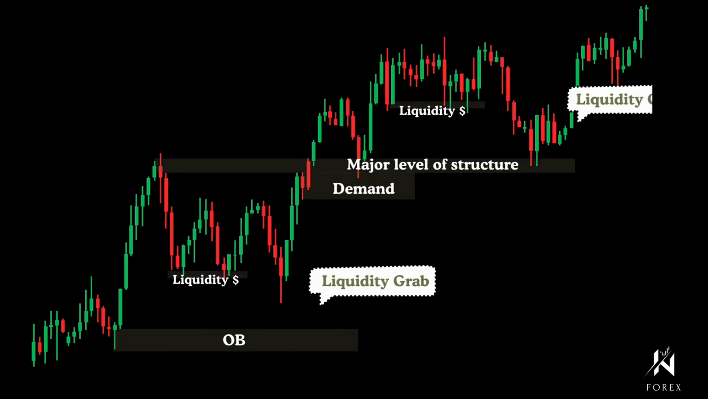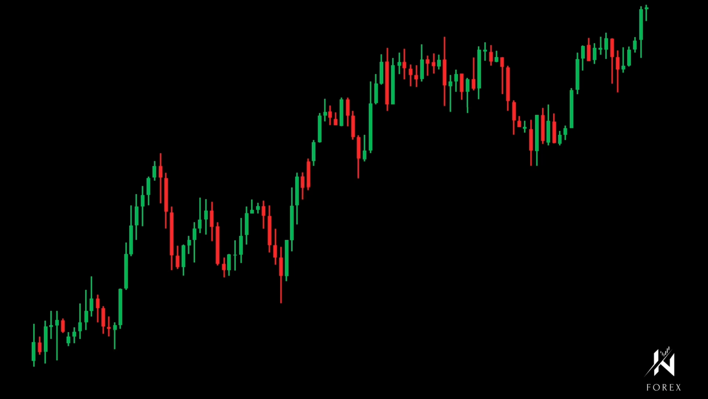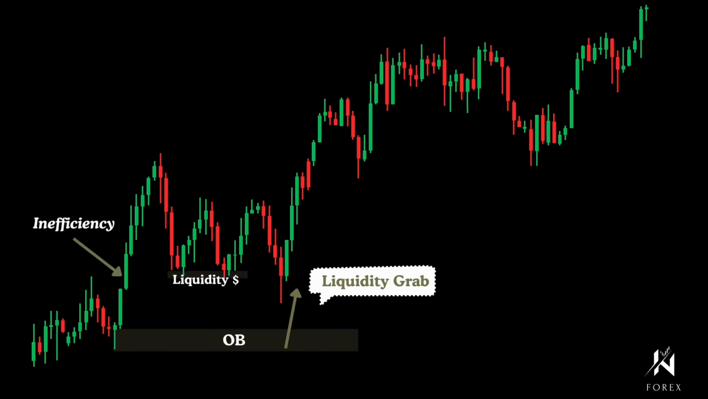This is how we differentiate between significant supply and demand zones and areas that simply represent liquidity. Starting from the left, we saw a strong upward move that left behind some inefficiency. Ideally, we'd be watching for price to retrace and fill that gap, allowing us to place orders within the order block zone.